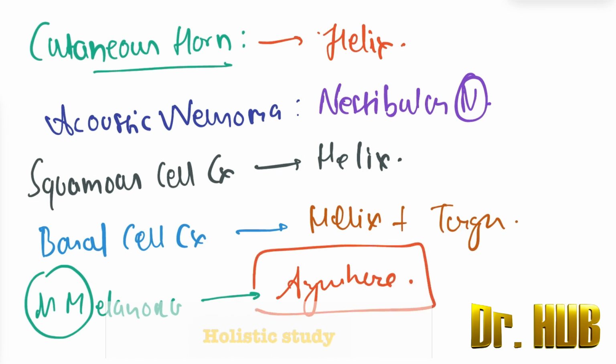So this was all about the common sites of ear tumors. We saw a few names: sebaceous cyst, keloid, squamous cell carcinoma, and saw the common site.